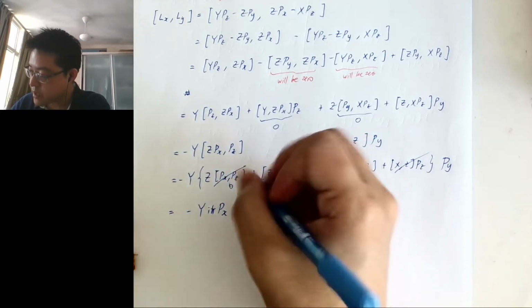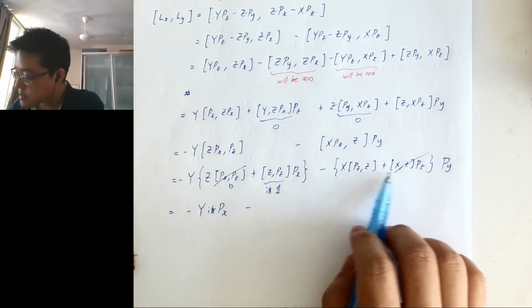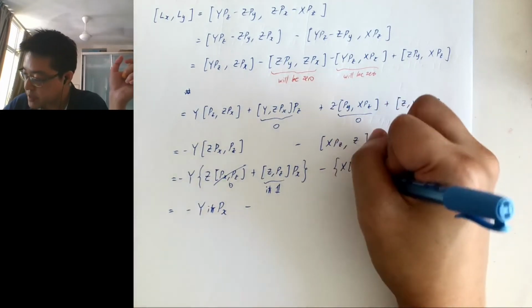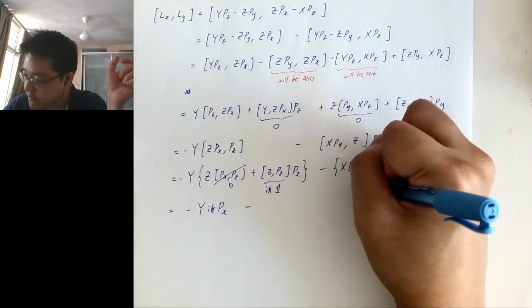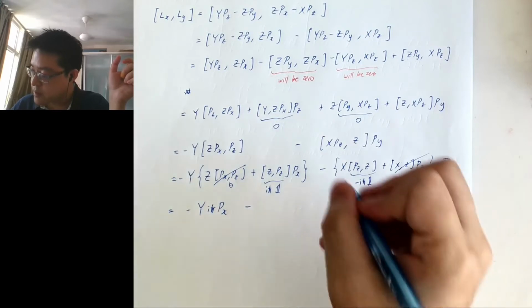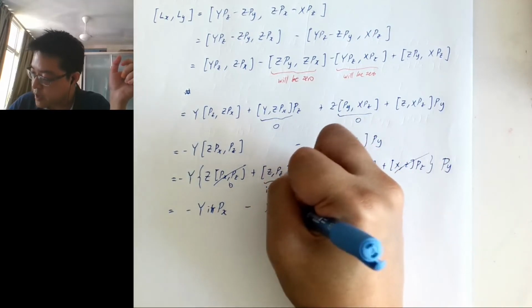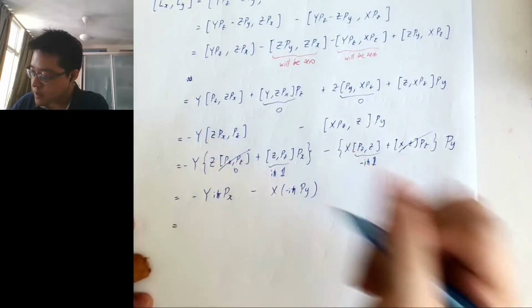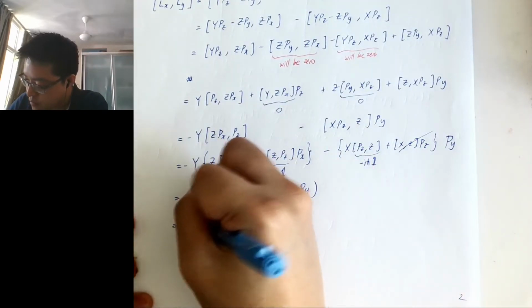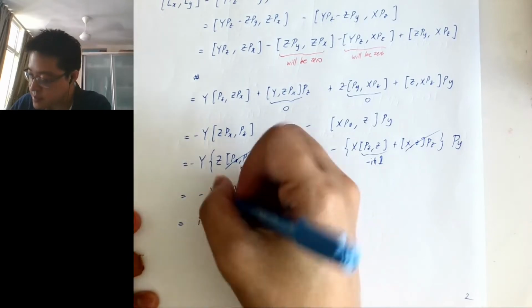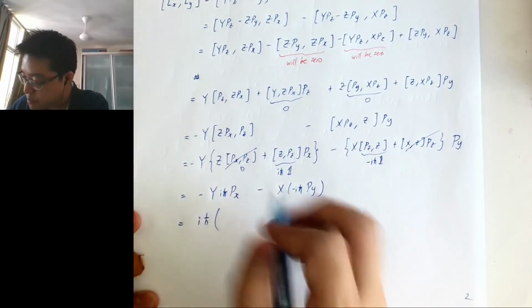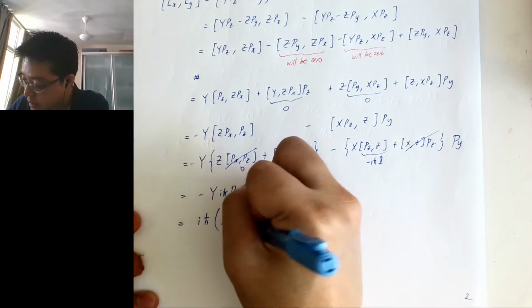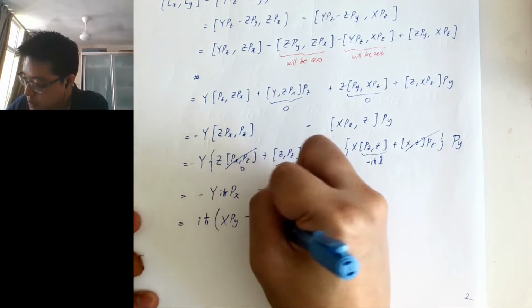And then what's happening here? This is ZPX. So ZPX is negative ih bar times the identity. So I got X negative ih bar, identity times PY. So I think it looks correct now. Both terms have ih bar, which I can factorize, and then this term becomes positive. So this becomes XPY, and then this becomes YPX.